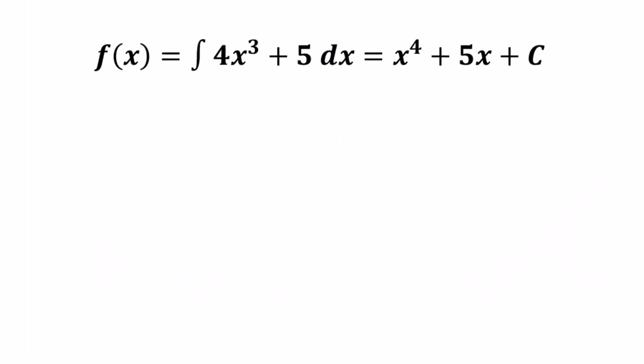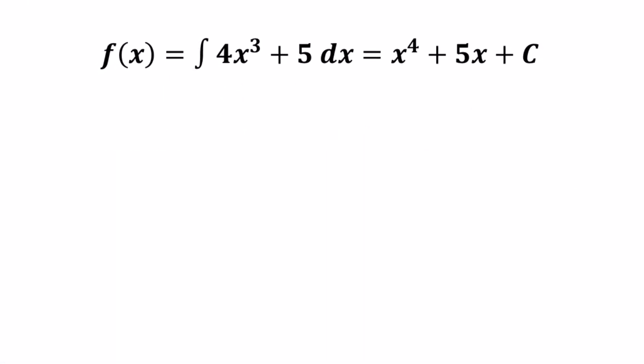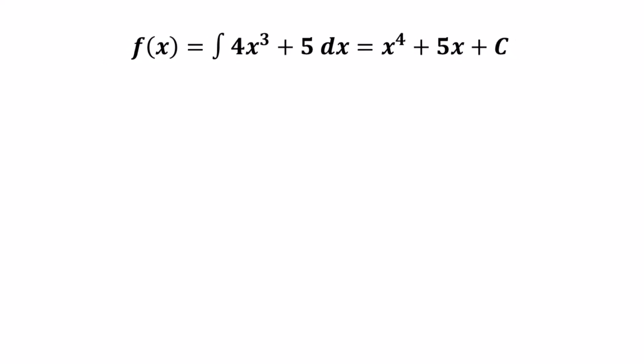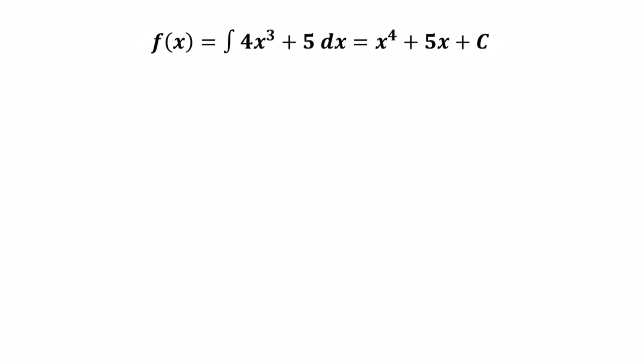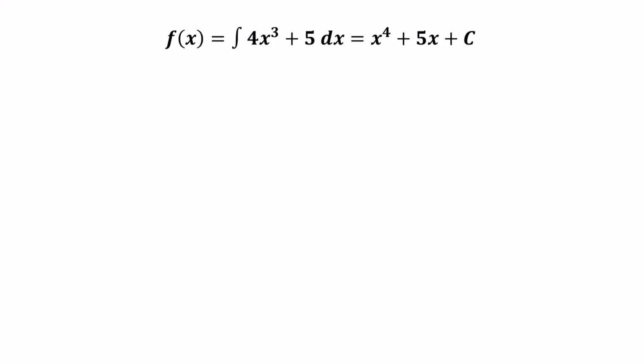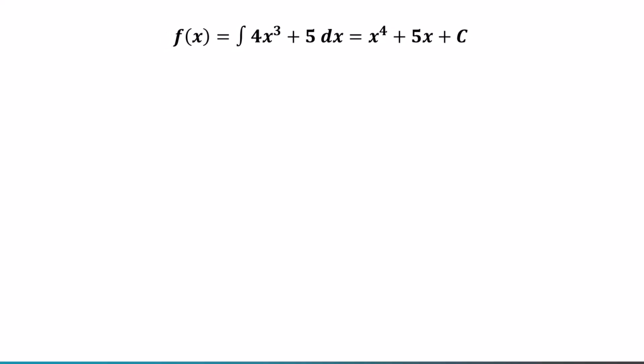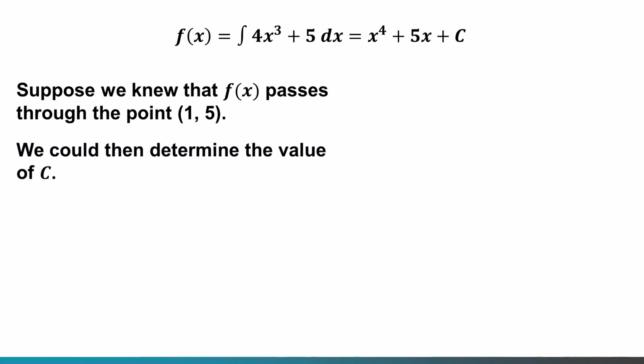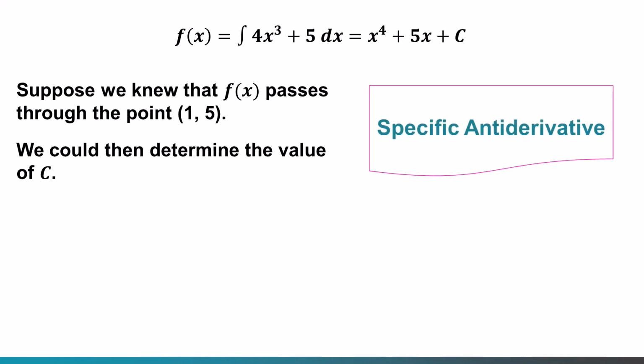In the previous example, we found the general antiderivative to be f of x equals x to the 4th plus 5x plus c. Suppose that we had a bit of extra information about this function. This might be in the form of a given point on the graph of f of x. For example, suppose that we knew that the graph passed through the point 1, 5. Then we would have enough information to determine the value of c. When we have an expression where c is known, we call it a specific antiderivative.